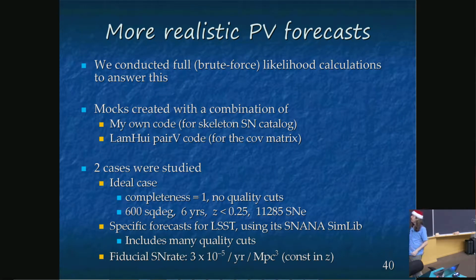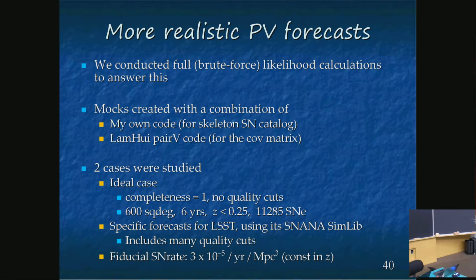Now, we see two cases. One is the ideal case with 100% completeness, no quality cuts. And we conducted that in an arbitrary region of 600 square degrees, a 6-year survey up to redshift 0.25, and that gives me 11,000 supernovae.